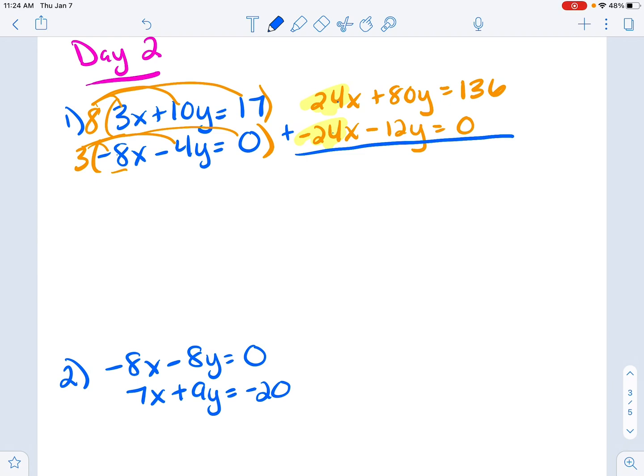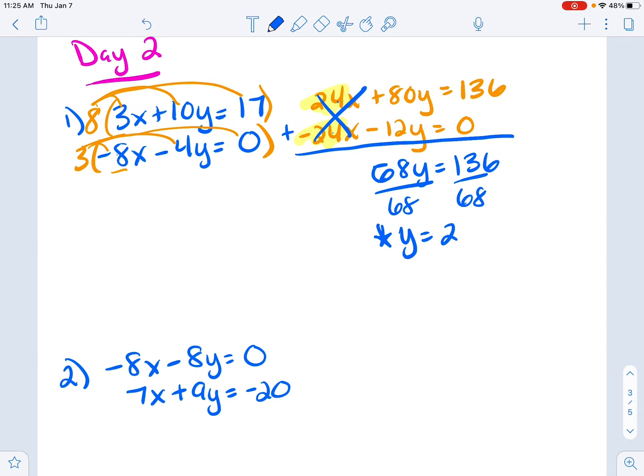So 24 plus negative 24, that's gone. Positive 80 plus negative 12 would be 68y, and then we have 136. We're going to divide each side. We have one step to solve, so I'm going to divide each side by 68. And y comes out to be 2.